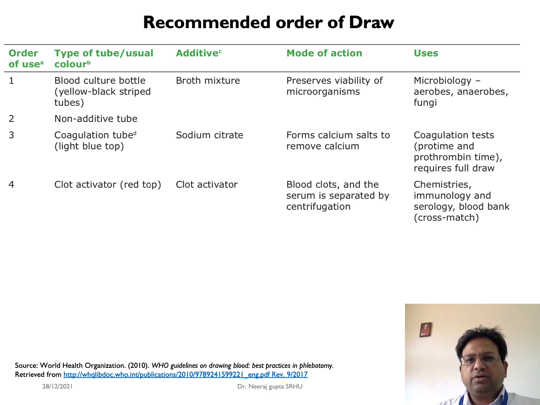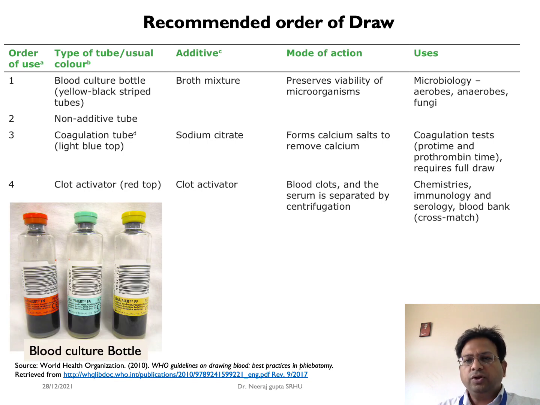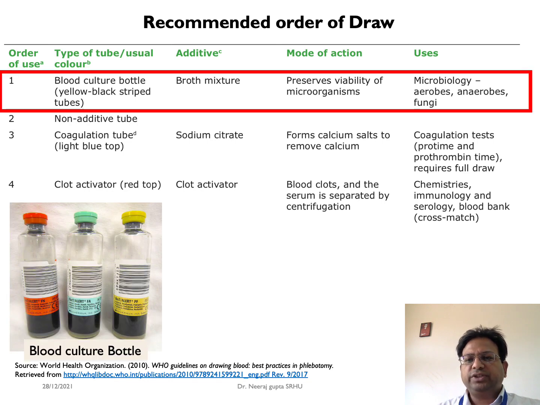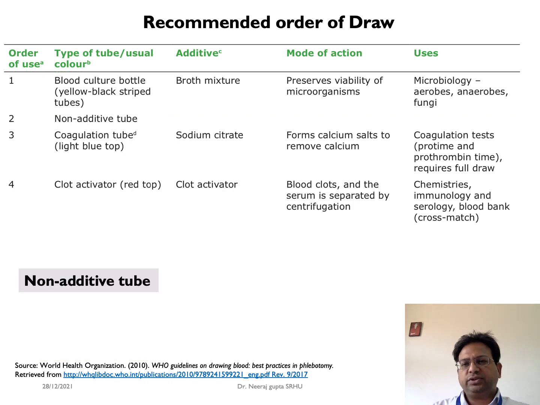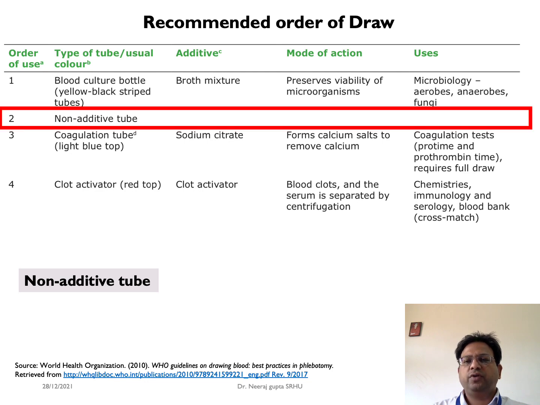First, we will start with the blood culture bottles. Now, they usually contain broth mixture to grow microorganisms for various microbial tests like antibiotic sensitivity. Now, after blood culture tubes, glass non-additive serum tubes or plastic serum tubes without clot activator may be collected before the coagulation tubes.